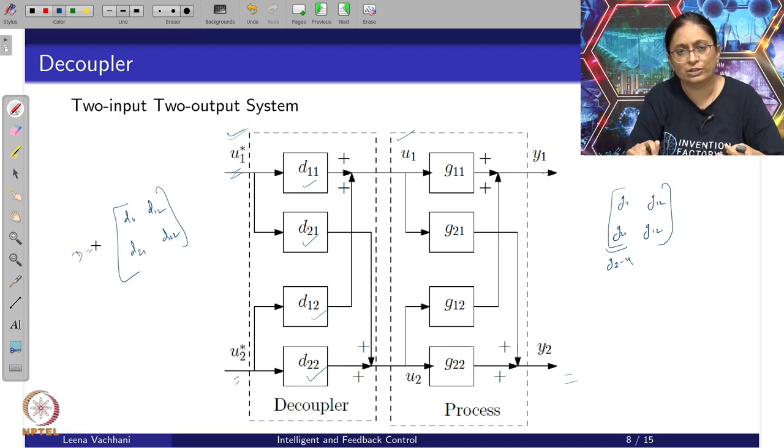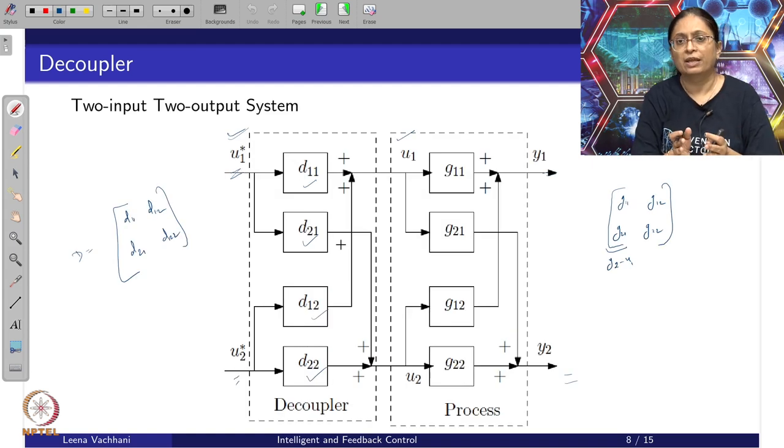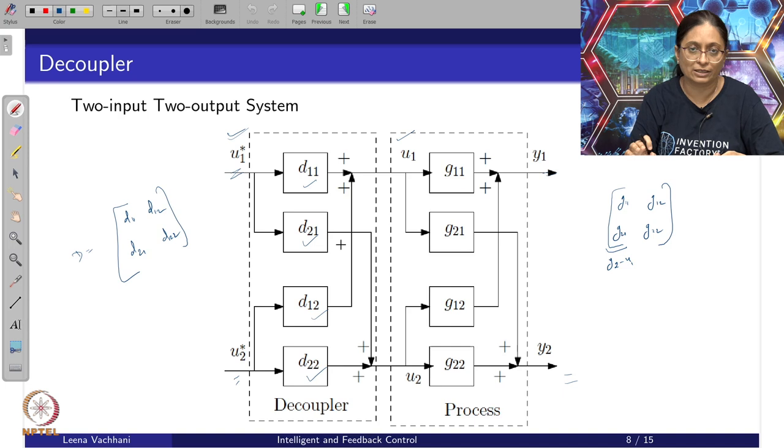Since this is a two input two output system, it is easier to visualize. For any multi input multi output system, the decoupler design is a wonderful way of coming up with multiple SISO methods, and we should be able to design multiple SISO control systems. All right, now let's see what the decoupler design turns out to be. Now I have Y1, Y2. Since the decoupler is sitting before the process block, it is in the feed forward way, and this particular method is my feed forward way of the decoupler design.